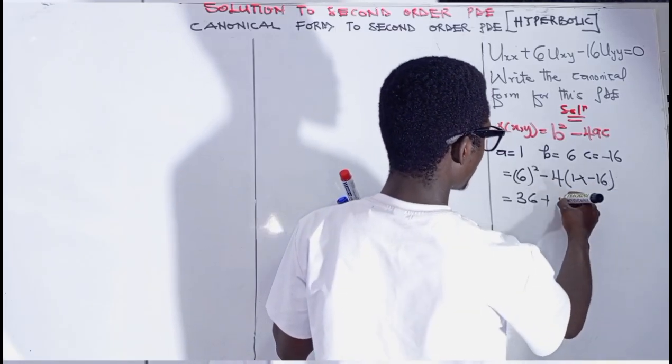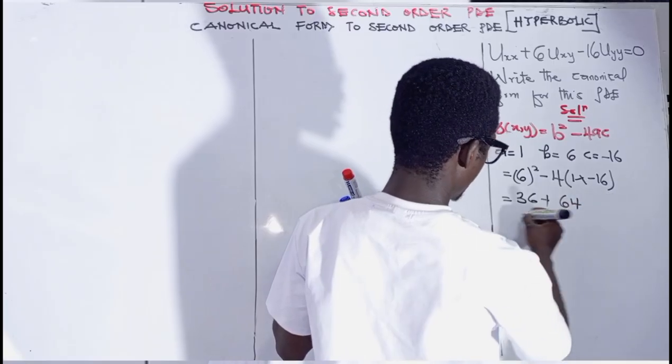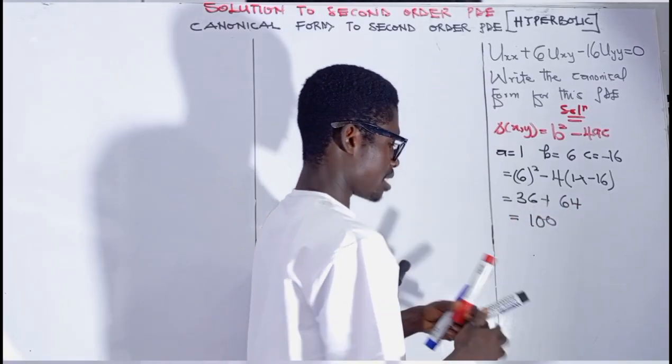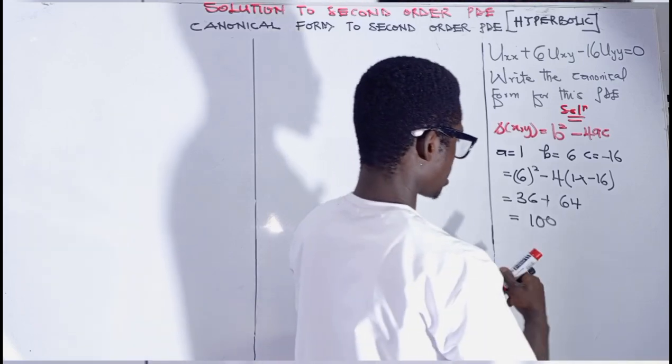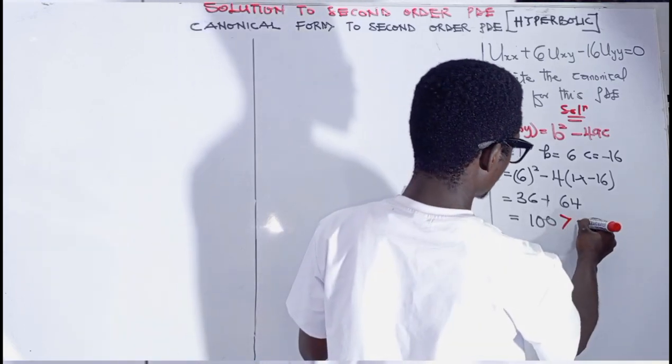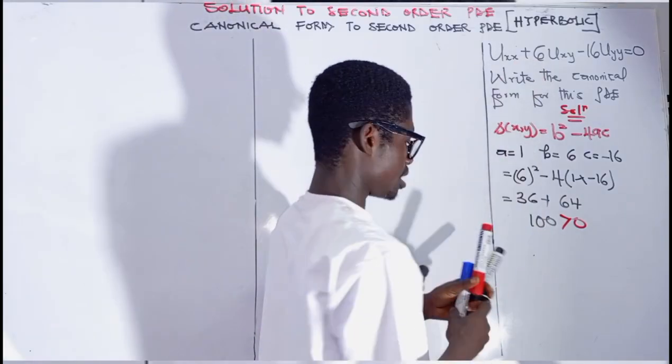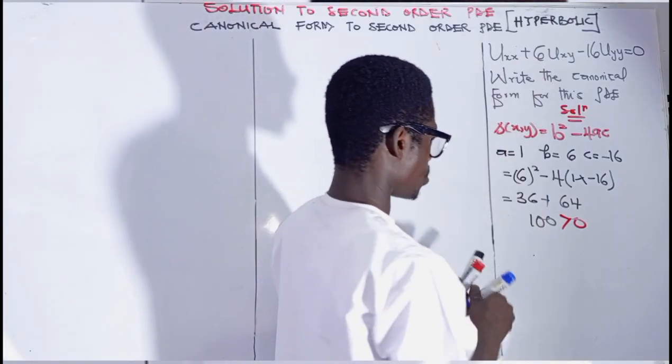So we have what? 4 times 16 will give us what? 64. And this is giving us what? 100. And since the discriminant is greater than 0, so you can see that the discriminant is greater than what? 0. We can say that this particular equation is a hyperbolic equation.